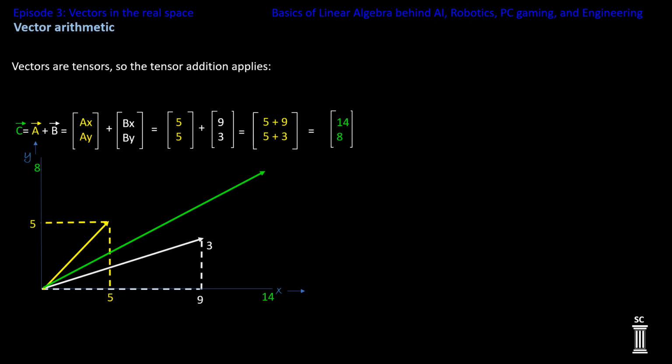Now let's shift the tail of the yellow vector to the head of the white one. It fits exactly, which makes sense, because no matter whether we travel over the white and yellow vectors, or we travel directly over the green vector, we end up at the same location.